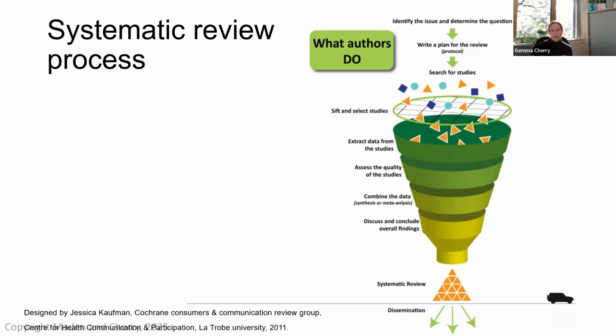So I really like this graphic because it illustrates visually what a systematic review aims to do. So what you want to do is identify the issue, determine the question, and then cast your net wide, filter out irrelevant studies, irrelevant evidence, and then organise relevant data in a meaningful way that allows you to clearly address and answer the question that you set out to.